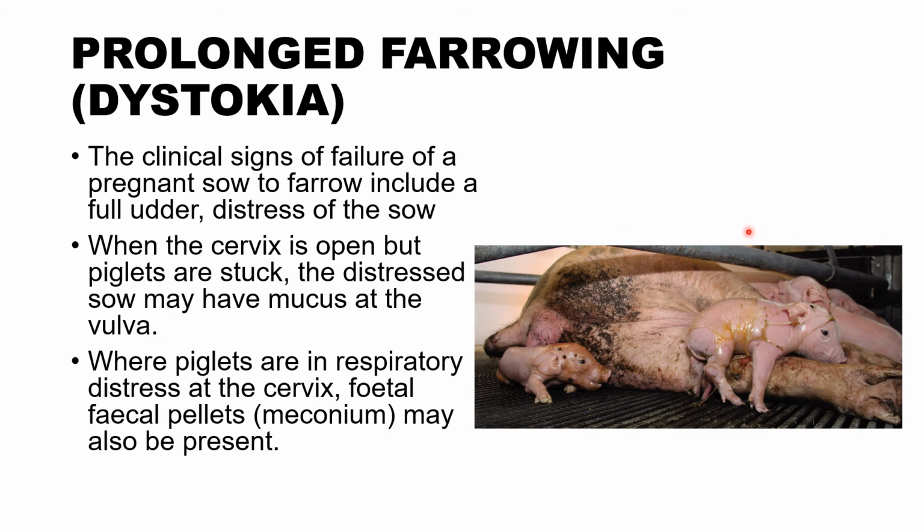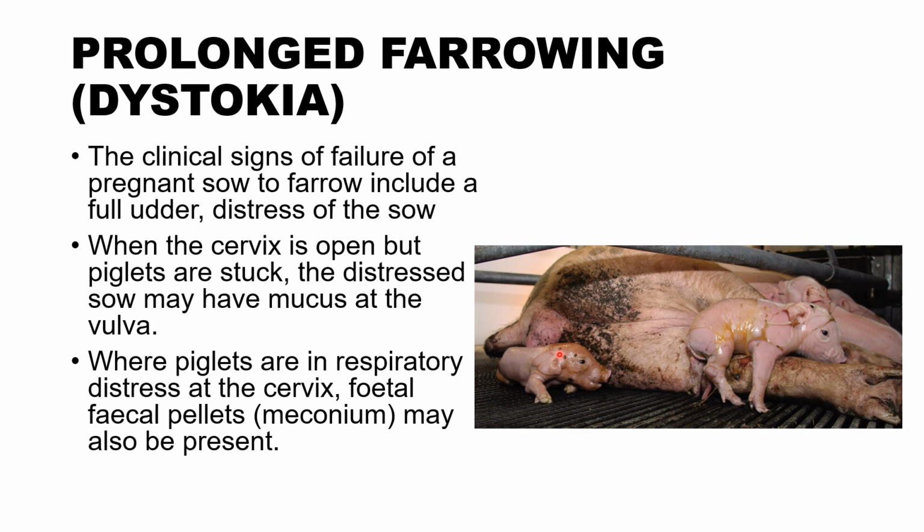And then, the clinical signs for the failure of a pregnant sow to farrow include a full udder and distress of the sow. Then, when the cervix is open but piglets are stuck, the distressed sow may have mucus at the vulva, which you will see. And when piglets are in respiratory distress at the cervix, fecal pellets, or meconium, as you can see here, these black pellets, can also be present.